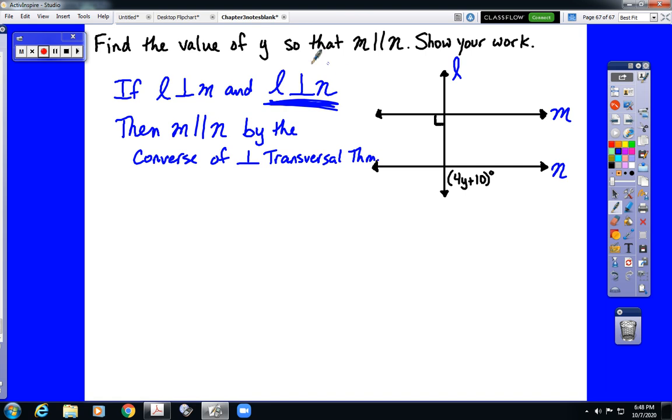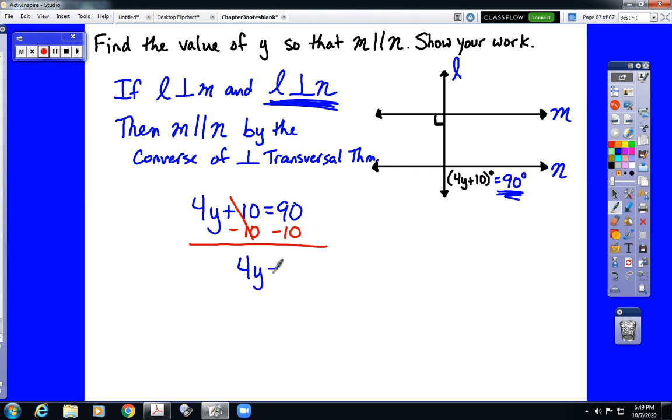Okay, so what we need to do is we need to show this. Well, if L is perpendicular to n, that would imply that this angle would have to equal 90 degrees. So what we do is we say, okay, let's make this angle equal 90 degrees by setting 4y plus 10 equal to 90, and then we solve for y. So we subtract 10 from each side, which gives us 4y equals 80, and then we divide by 4, which gives us that y is 20. And if y is 20, then this is a right angle, and m and n must be parallel.